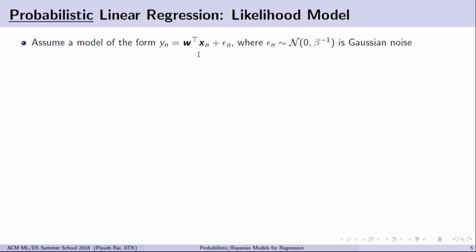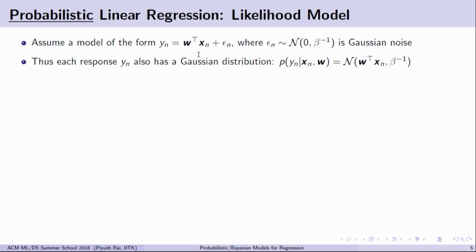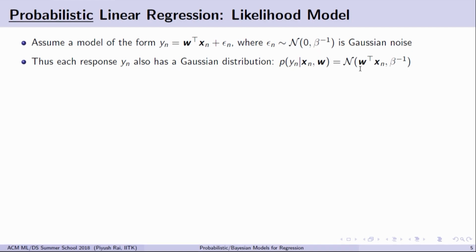Now this can also be written as the following. This is equivalent to saying that the probability distribution of yn given xn and w is a normal distribution with mean w transpose xn and variance beta inverse. This becomes apparent from the previous expression, because if epsilon n is zero mean Gaussian with variance beta inverse, and if I add w transpose xn, then the mean changes from 0 to w transpose xn. So the probability distribution over yn, the response, conditioned on the data xn and w, is a normal distribution with mean w transpose xn and variance beta inverse.